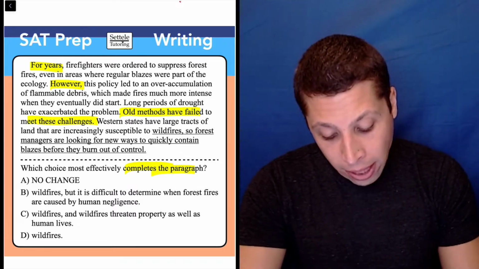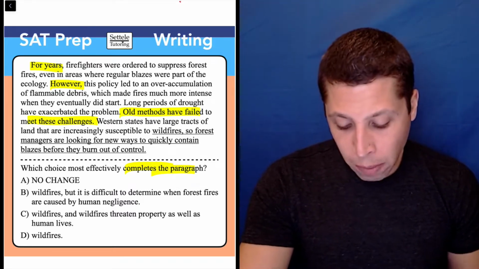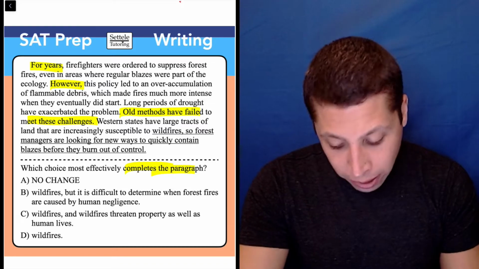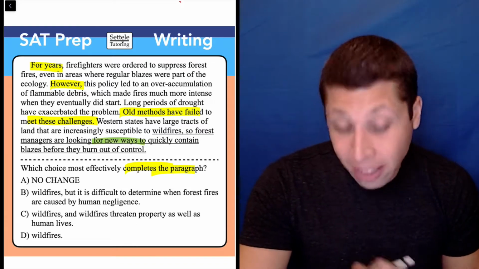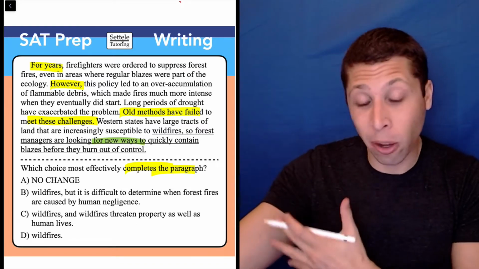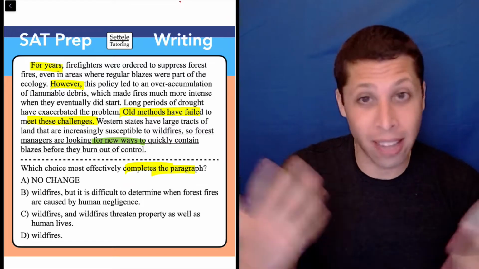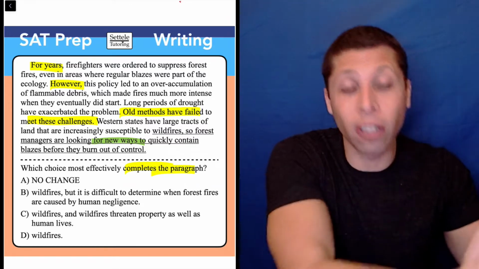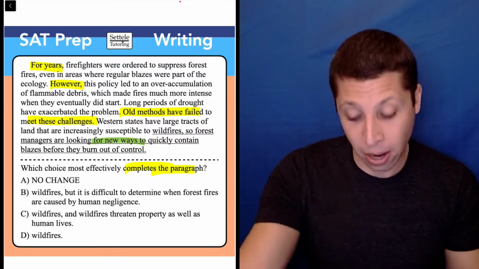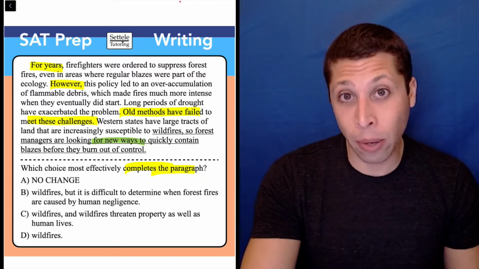And so when I look at choice A, forest managers are looking for new ways to quickly contain blazes. That sounds like a good match. It sounds like, okay, the old thing didn't work. They're looking for new methods. That seems like a logical conclusion to what this paragraph is talking about. We, of course, need to keep reading and see what else is going on.